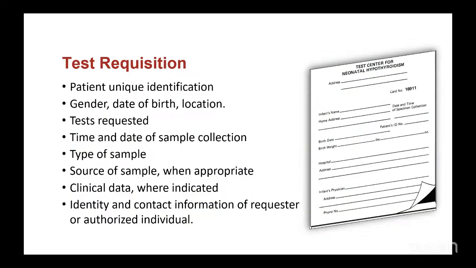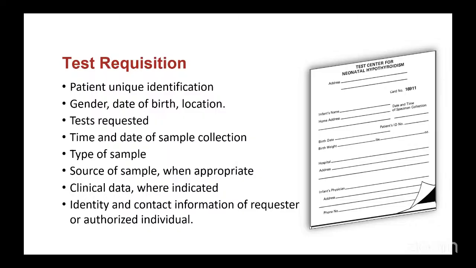You must have a good labeling system to be able to produce good and consistent results. These are the test requisition details. Patient unique identification should be there. The standard requisition form: the sex, the date of birth, location, what test is requested, the time and date of sample collection, and what type of sample is collected, whether urine, sputum, HVS (high vaginal swab), ear swab, wound swab, whatever it is. Source of the sample, where the sample is coming from.